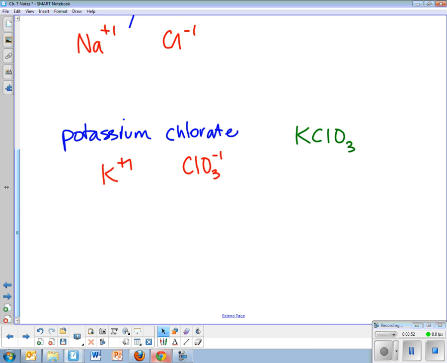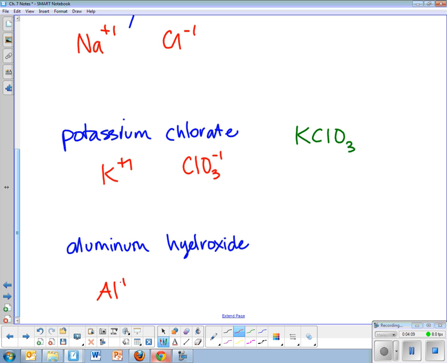All right, so another one. Let's do aluminum hydroxide. Your cation here, aluminum, is a +3 charge. Hydroxide, remember I said you have to be careful if it's hydroxide or cyanide, it is a polyatomic ion. Hydroxide is OH -1. So now you're going to need more than one of some of these to balance out their charges, make them add up to 0.